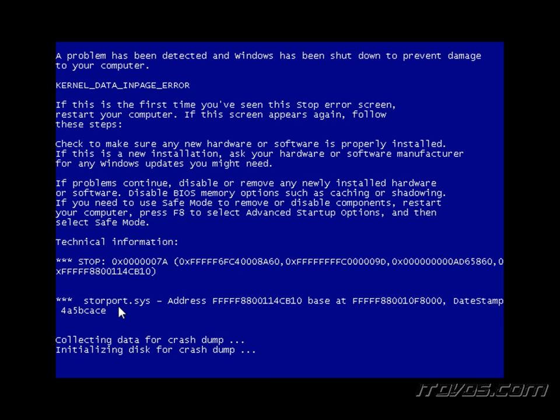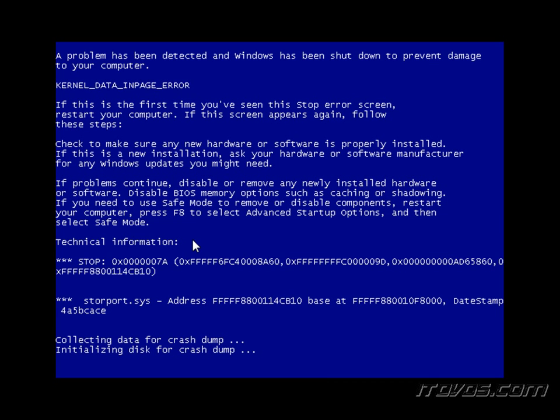This file name, which is normally a driver, can point us in the right direction, but it doesn't necessarily mean that this driver is causing the problem. That's important to understand, and we're going to go over when a driver appears to be a culprit of the problem or when the underlying hardware might be the problem.